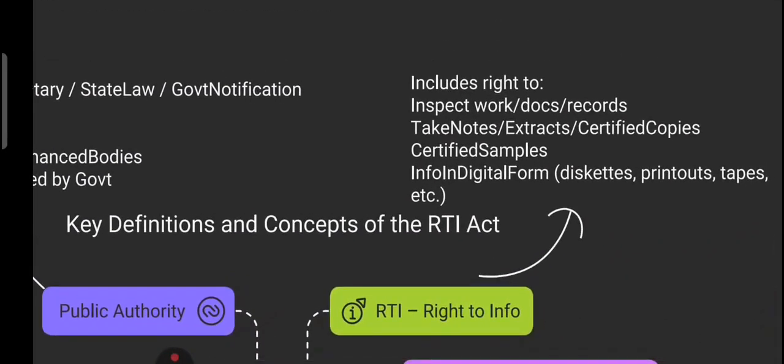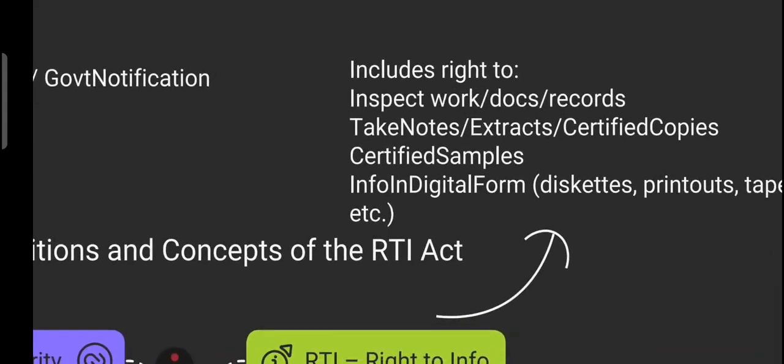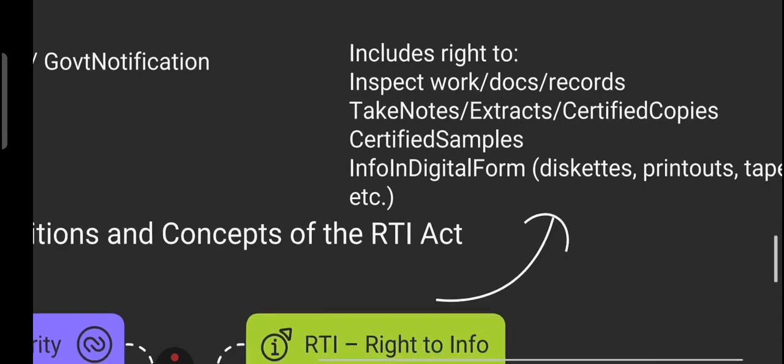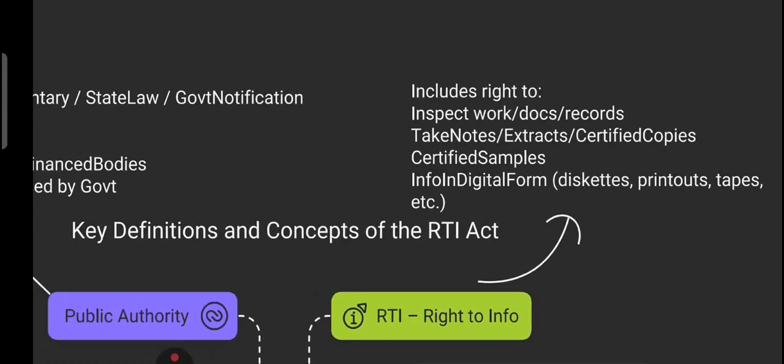So you have the right to inspect the record, you have the right to take notes or certified copies, you have the right to get certified samples, and you have the right to receive information in digital format. So these are your rights: inspection of work, taking notes, getting certified samples, and receiving information in digital format.